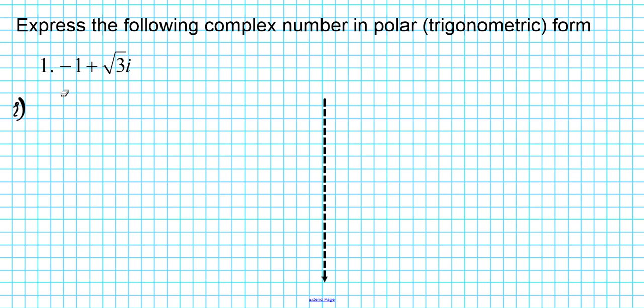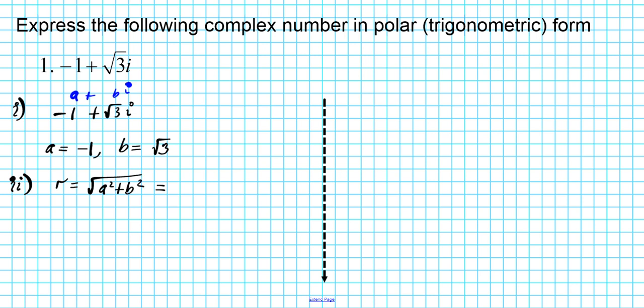So, we have negative 1 plus root 3 i. Okay, so the standard form for a complex number is a plus bi. So we can clearly see that a is equal to the real part, negative 1, and b is the coefficient of the i, the imaginary part, which is root 3. Okay? Step 2, following the steps that we talked about earlier, we have to find the radius r using the formula square root of a square plus b square.